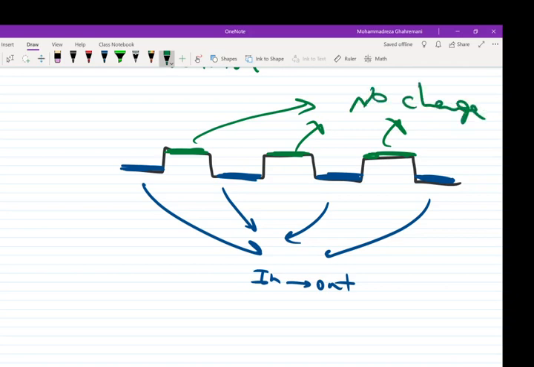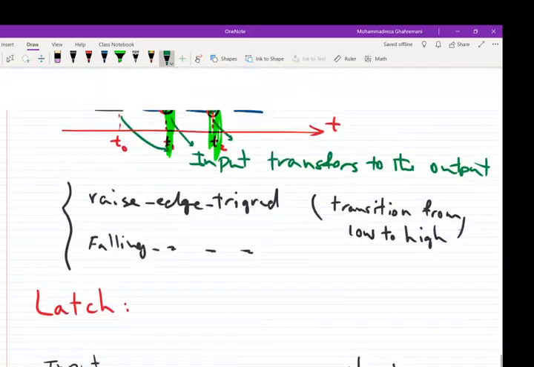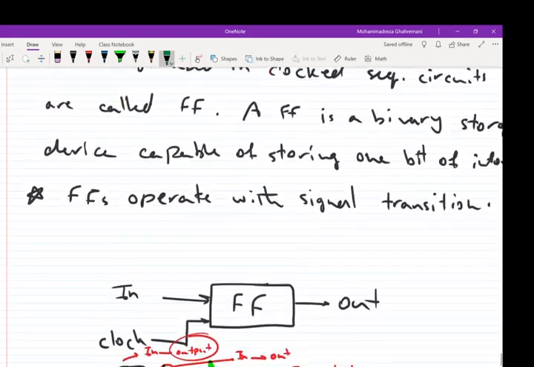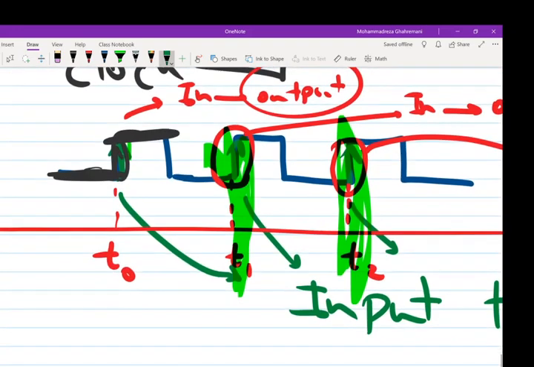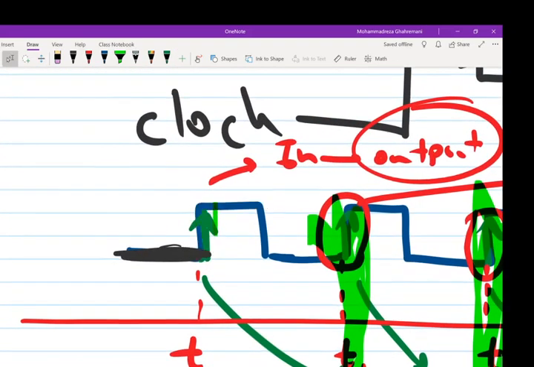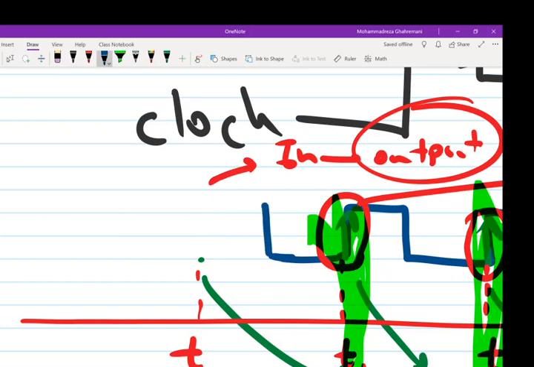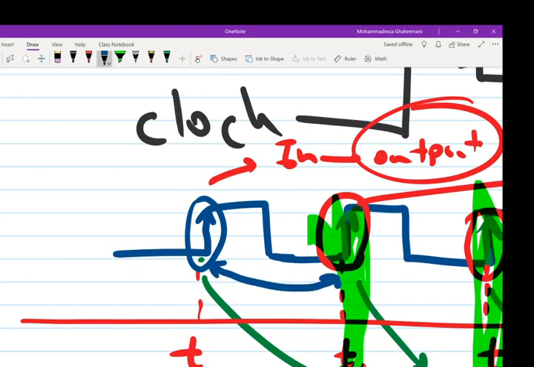One thing that I should mention, let's go back to the flip-flops. For the flip-flop, I said that at the transition, we check the value of the input. What is the value of the input? We transfer that value to the output, and the output is not changing until the next transition.